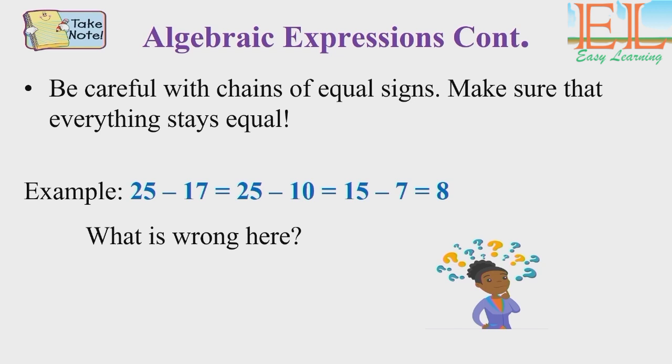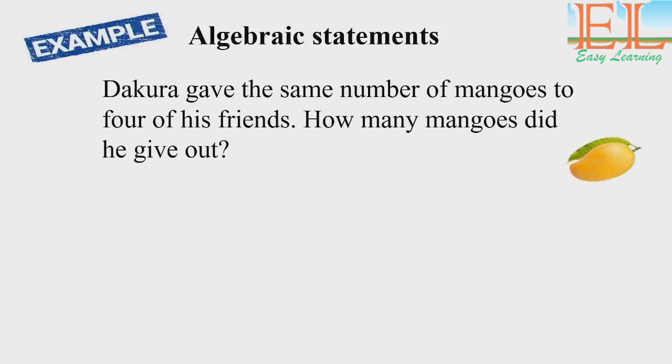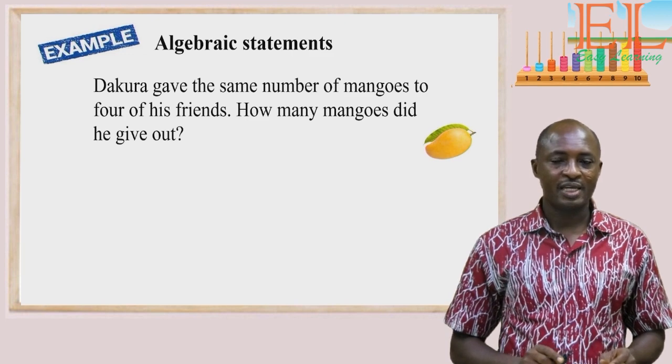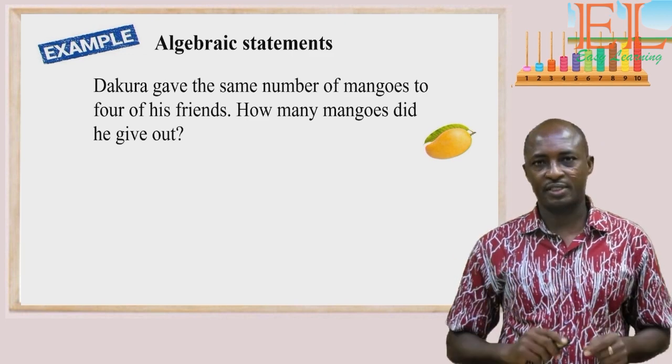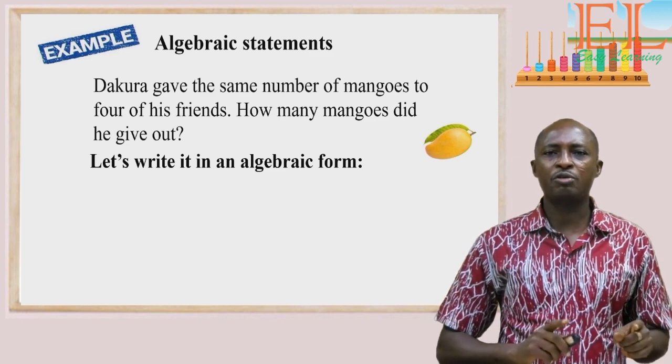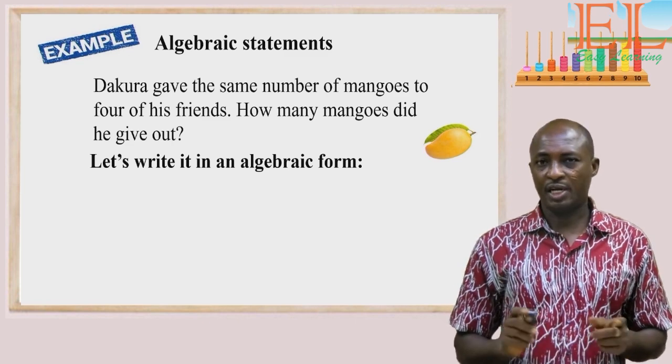Now, let's start with some examples. Expressing word statements into algebraic form. First example. Dakura gave the same number of mangoes to 4 of his friends. How many mangoes did he give out? So you see where algebraic expressions come in to take care of the shortfall of numbers. If we knew how many mangoes there were, we could just go ahead and find it. But now we don't know.